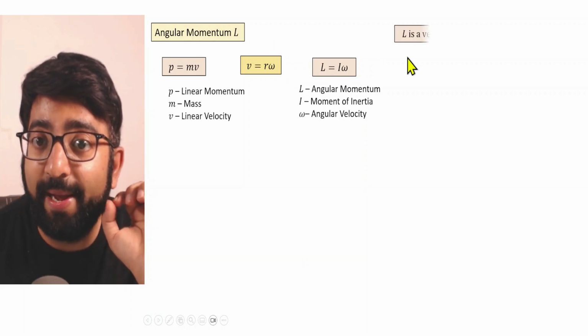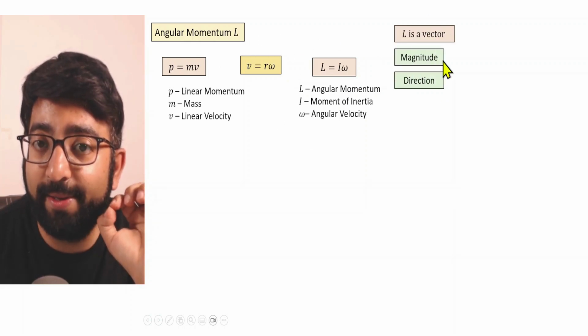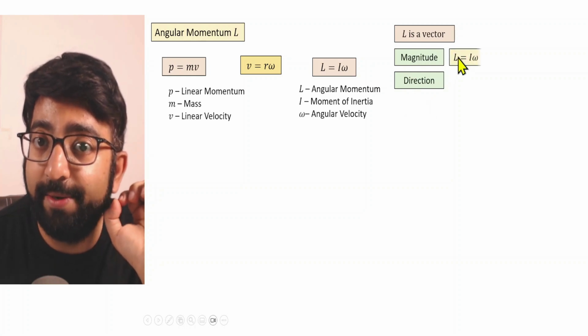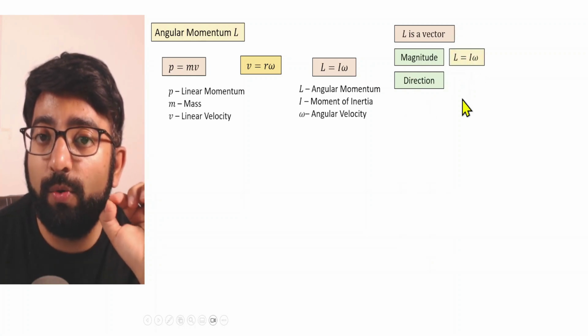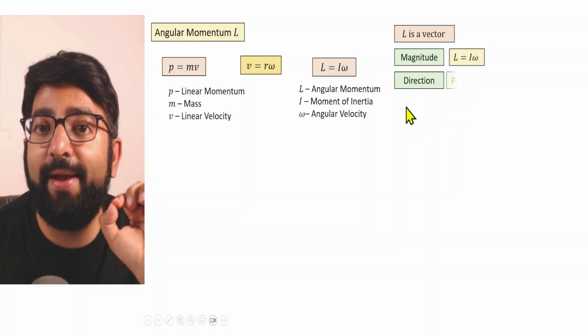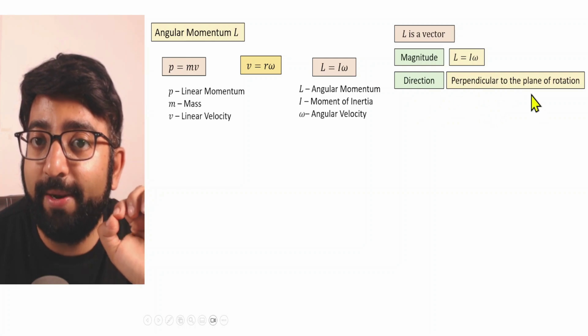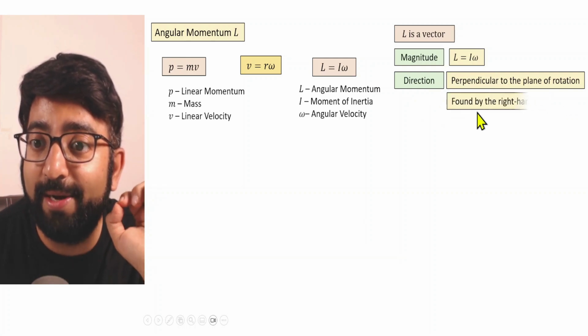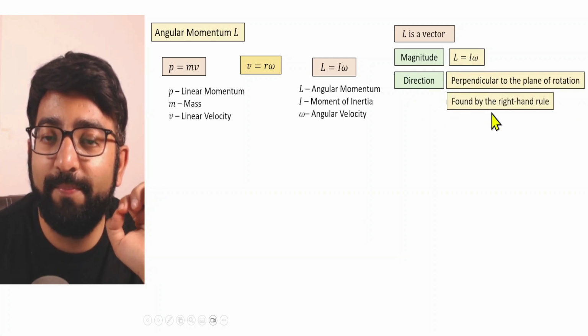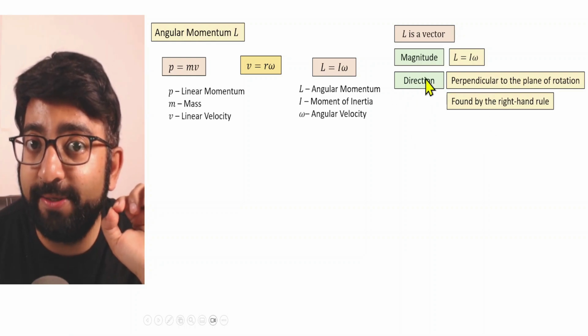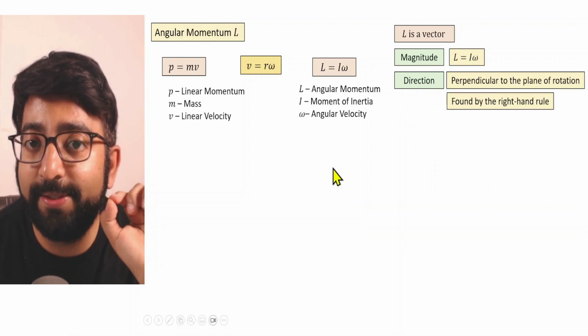Now, angular momentum L is a vector quantity. It has magnitude as well as direction. Magnitude is found by the formula L is equal to I omega, but the direction of angular momentum is very important. It is perpendicular to the plane of rotation. And how do we find that? We will be using the right hand rule. Now, let me explain how to find the direction of angular momentum by taking various examples.